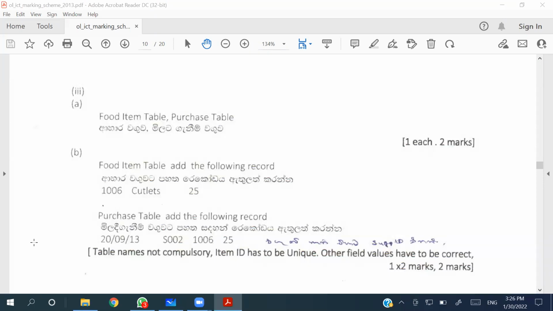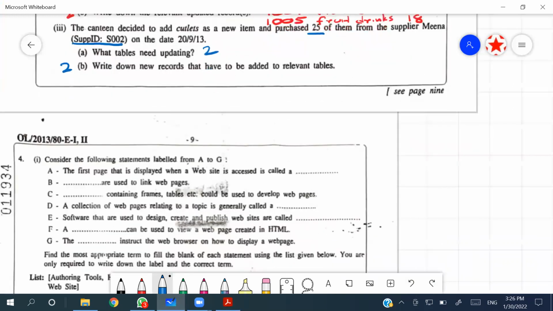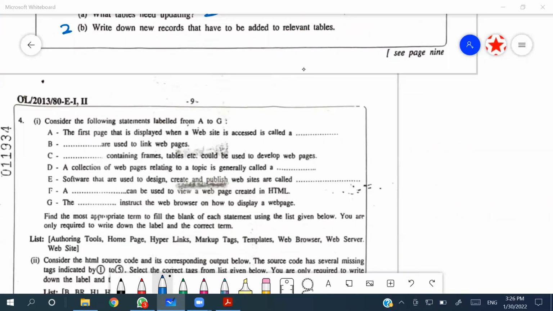So here we go. The third question, not the third, actually, the fourth one. Consider the following statements labeled from A to G. And they have given some terms at the end. It says the first page that is displayed when a website is accessed is called a home page. Do we have the home page? Yes. So this is going to be the answer for A, home page.